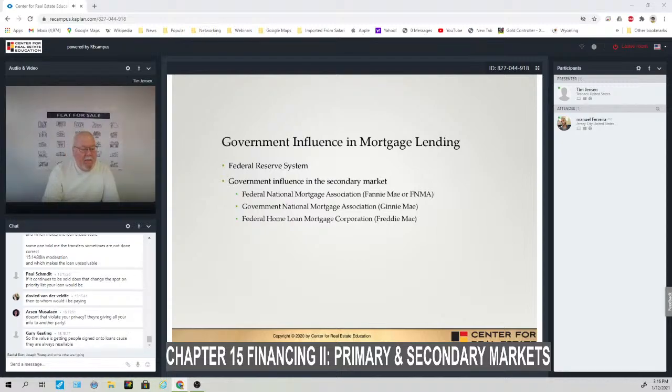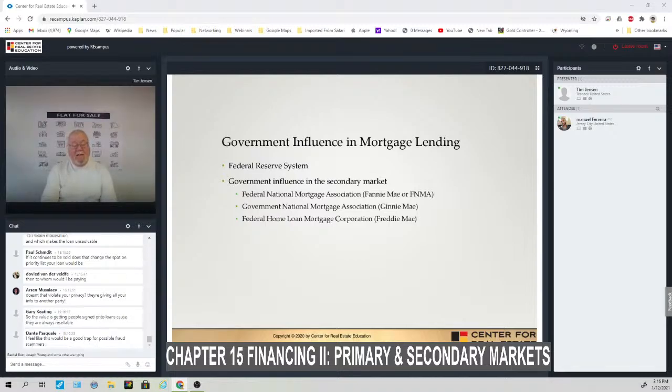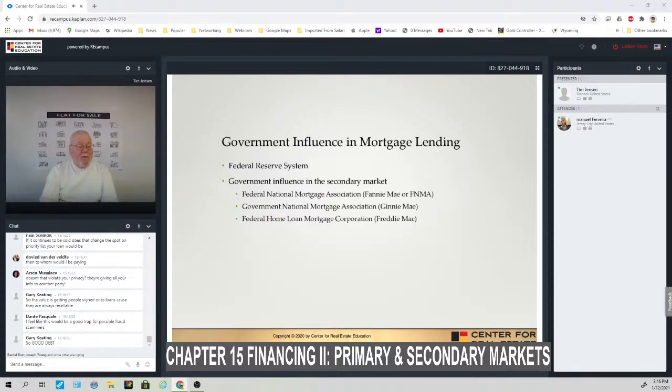So the value is getting people to sign on to loans because they are always resellable. Yes, Gary, that's one of the principles of why banks make loans, because they know that somebody's going to want to buy them for an investment. That means they can turn around that amount of debt that they now incurred and turn it into a profit, turn around and make out more loans, and then repeat and repeat and repeat. I feel this would be a good trap for possible fraud scammers.